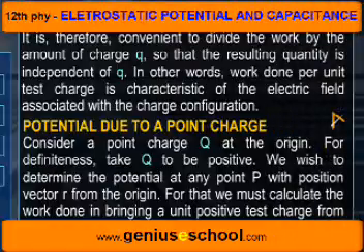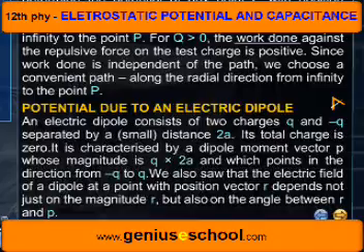Consider a point charge Q at the origin. For definiteness, take Q to be positive. We wish to determine the potential at any point P with position vector r from the origin. For that, we must calculate the work done in bringing a unit positive test charge from infinity to the point P. For Q greater than 0, the work done against the repulsive force on the test charge is positive. Since work done is independent of the path, we choose a convenient path along the radial direction from infinity to the point P.